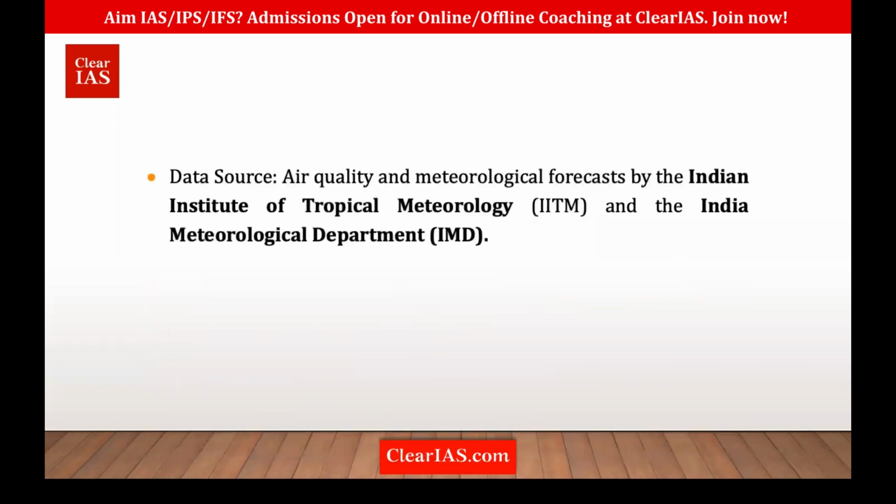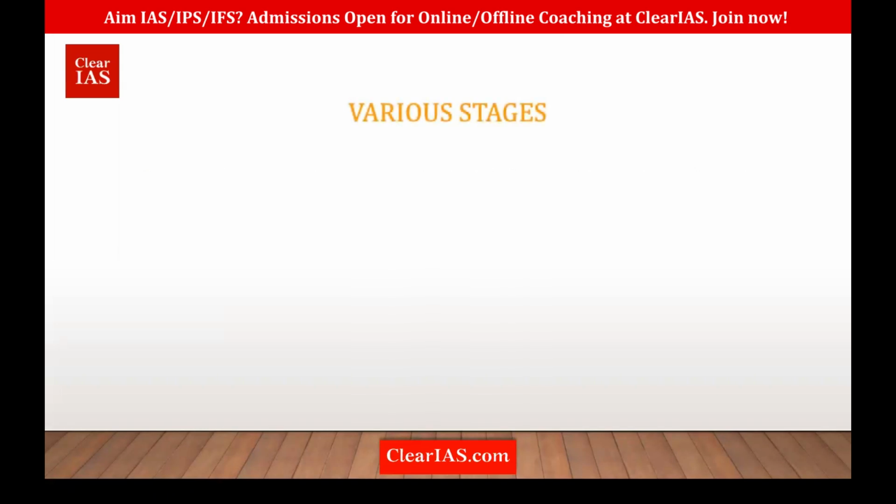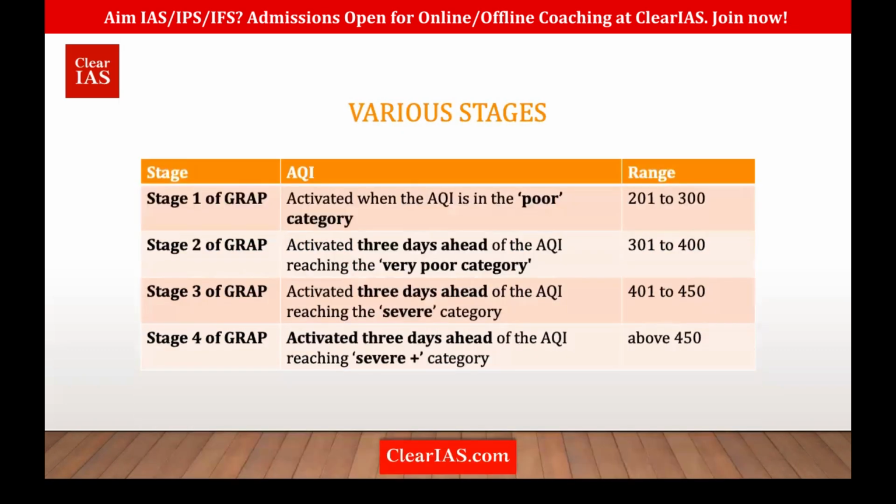Also, the data by which it forecasts is obtained from the Indian Institute of Tropical Meteorology and the Indian Meteorological Department. These two organizations give the data, and based on their data, they kickstart the action plan whenever there is high pollution in the Delhi NCR region. There are actually 4 stages when this Graded Response Action Plan kickstarts.